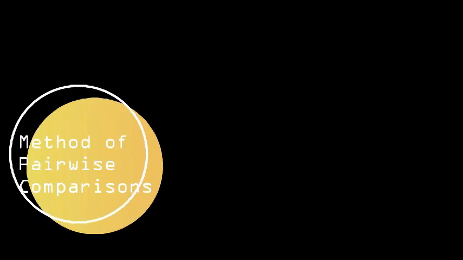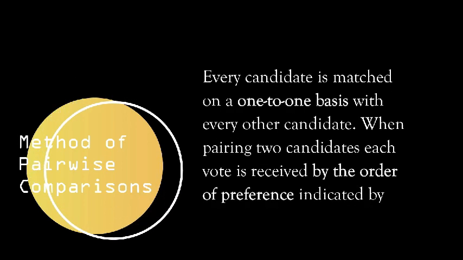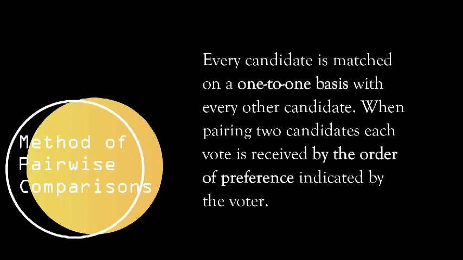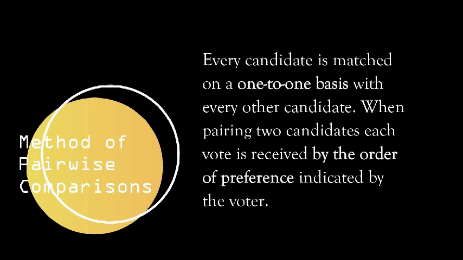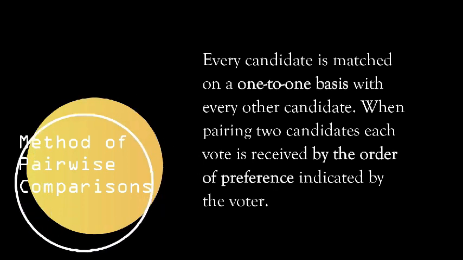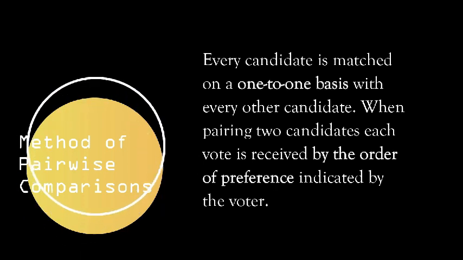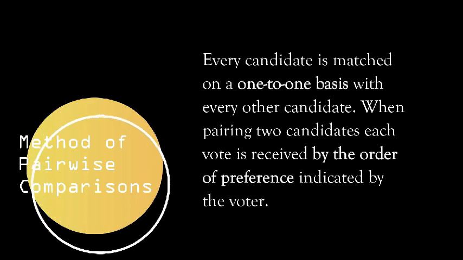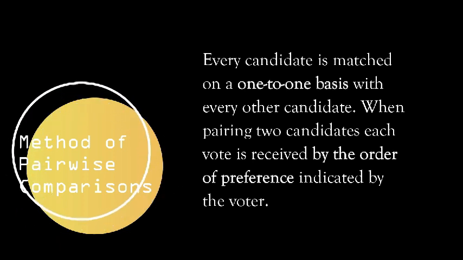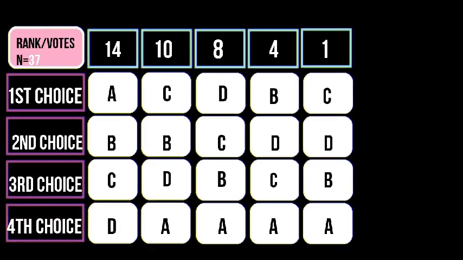We can now move on to our third voting method, the method of pairwise comparisons. In this method, every candidate is matched on a one-to-one basis with every other candidate. When pairing two candidates one-to-one, each vote is counted by the order of preference indicated by the voter. This can be easily understood if we apply it to our data.